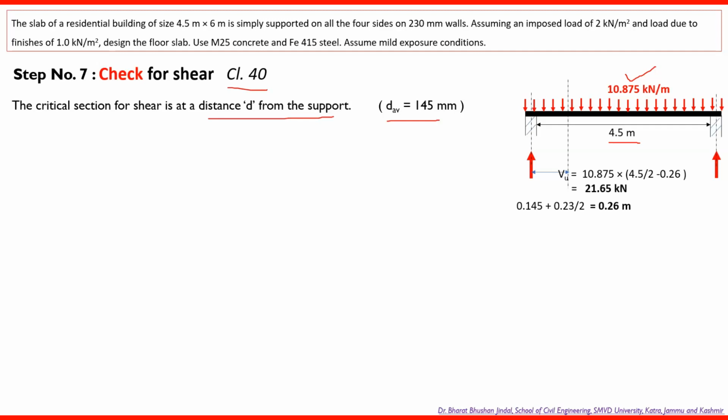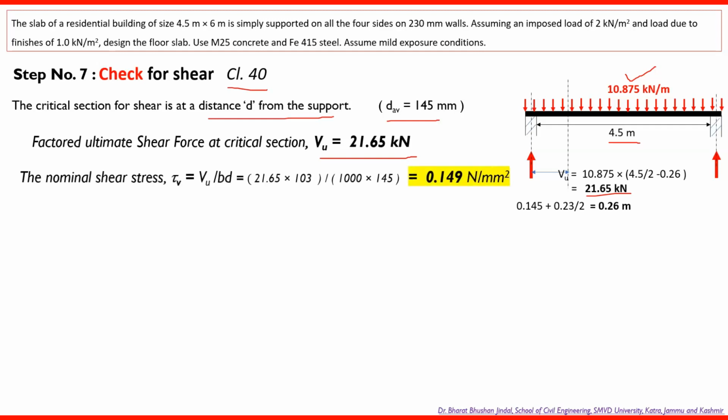So based on this data which is available, we have to calculate what is the shear force at this section, which is at the critical section, at a distance equal to effective depth from the face of the support. So ultimately we are able to get this value, that is 21.65 kilonewton. So factored shear force at critical section comes out to be 21.65 kilonewton.